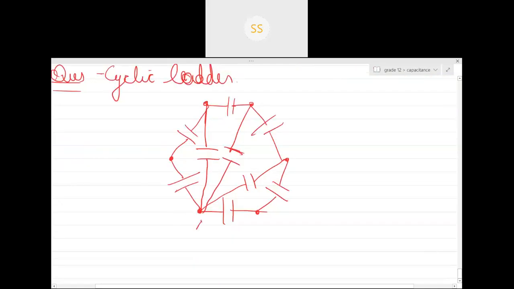Can you see the connection now? How exactly is the connection? All the vertices are connected, as well as all of them are connected with point A. A, D, A, C, A, B, A, F. All of them have a capacitor in between. I'll just draw.